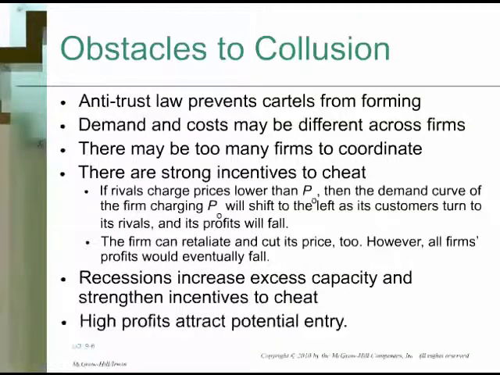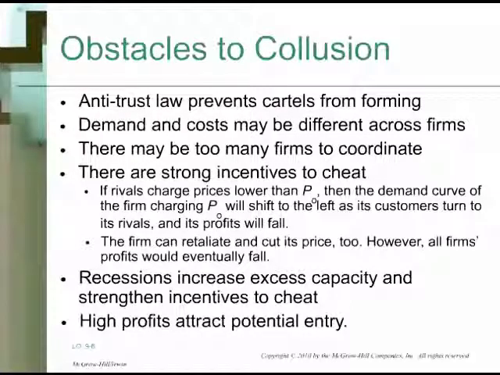Collusive oligopolies are not very common because of obstacles to collusion, such as antitrust law, which prevents cartels from forming. In addition, demand and costs may be different across firms. Sometimes there may be too many firms to coordinate. Most importantly, there are strong incentives to cheat.